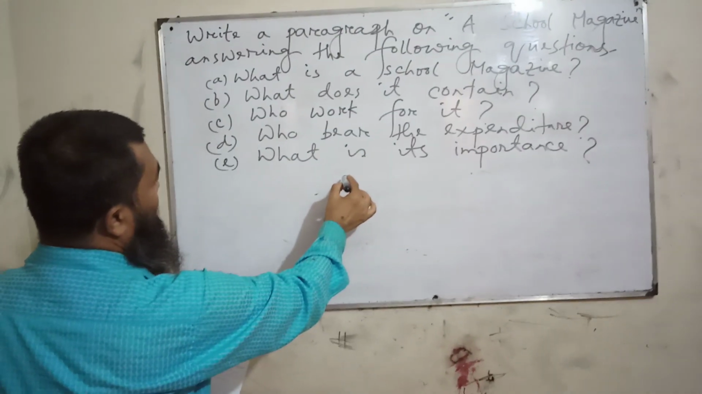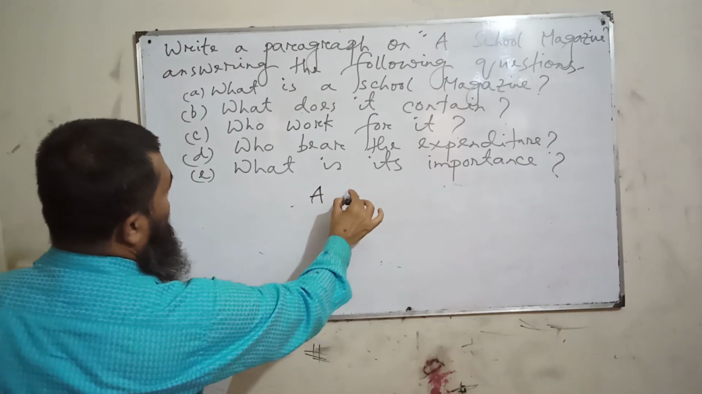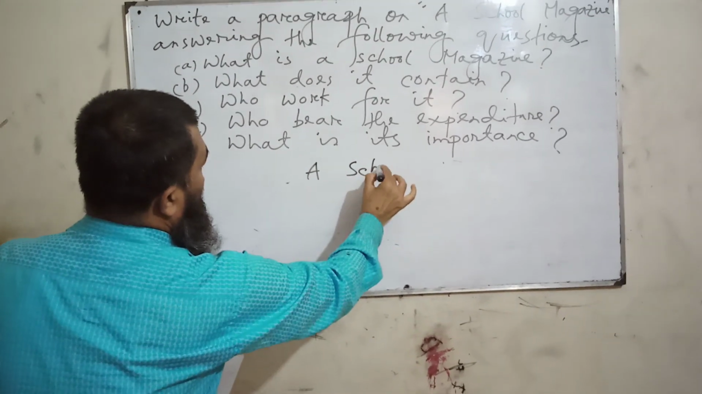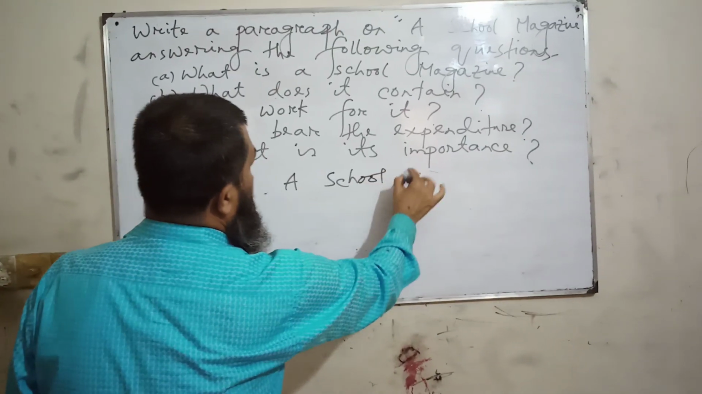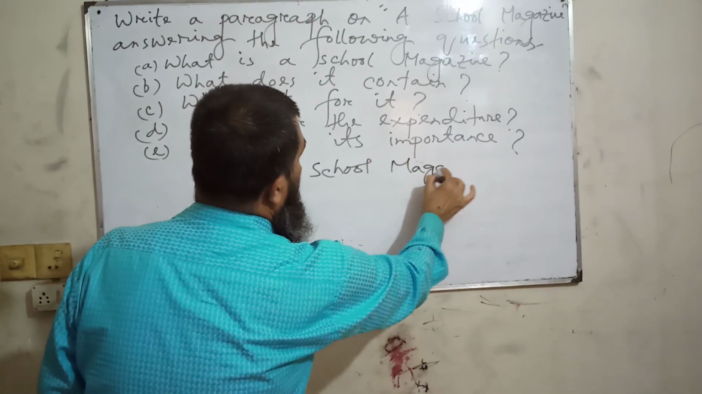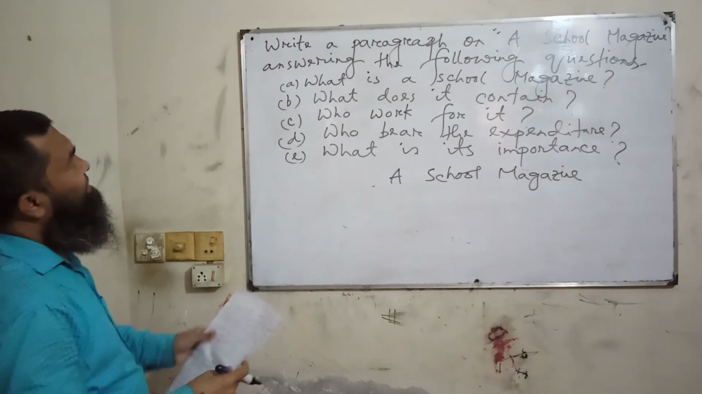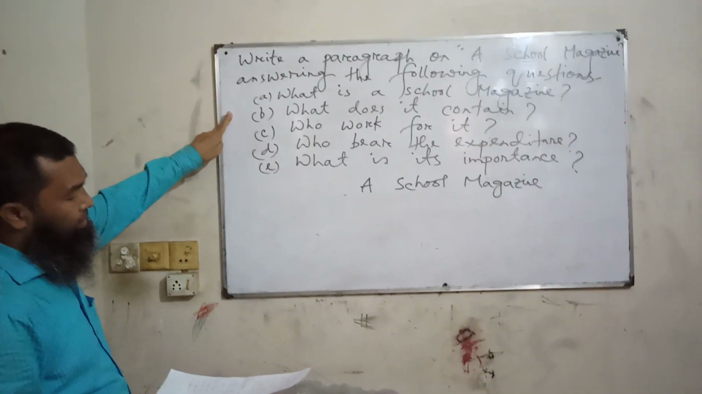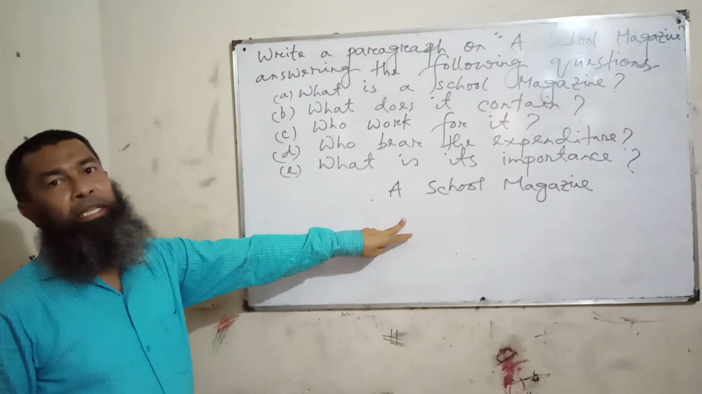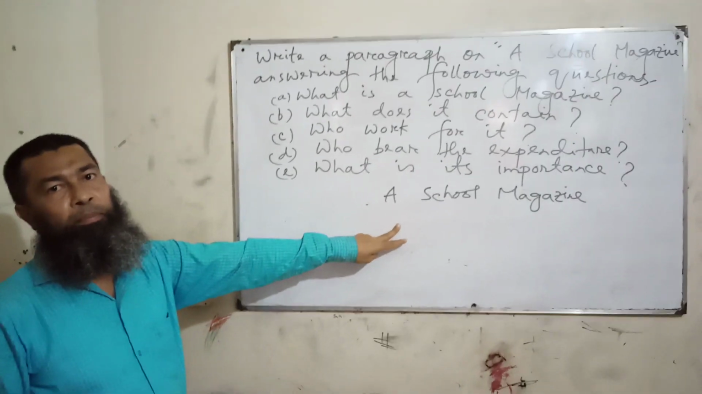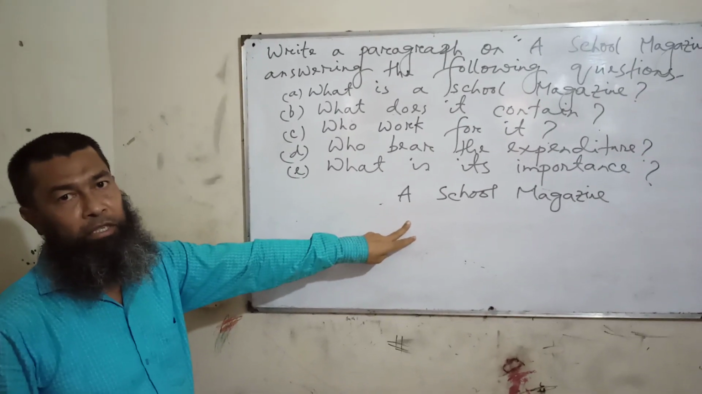First of all, you will write the topic name. That means School Magazine. It should be in capital letters. The first letter of each word will be capital, and it should be written in the middle of the page. School Magazine. So, first question: what is a school magazine? Here, as it is the opening sentence, the key sentence of the paragraph, you can write what it is, or you can write the definition of it.